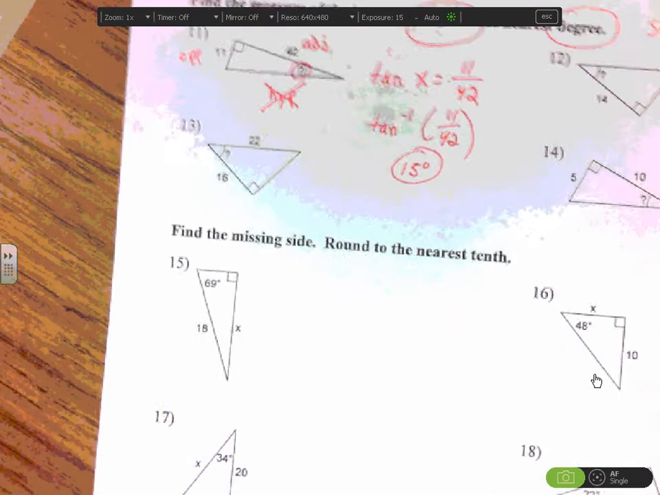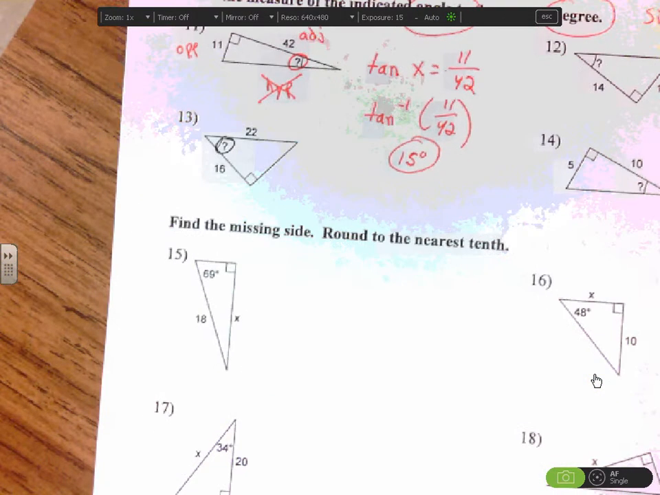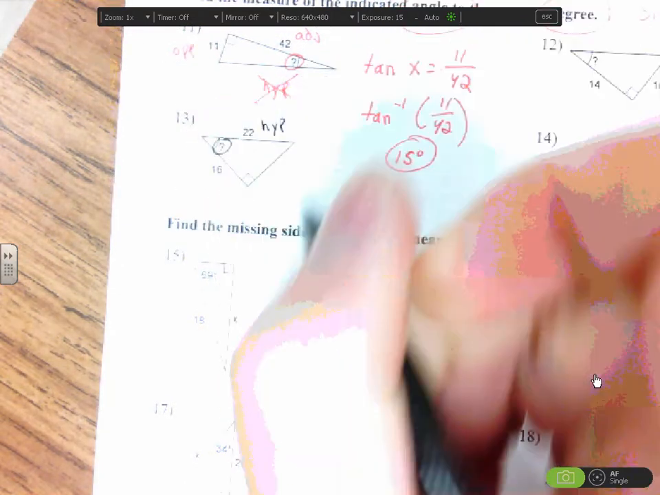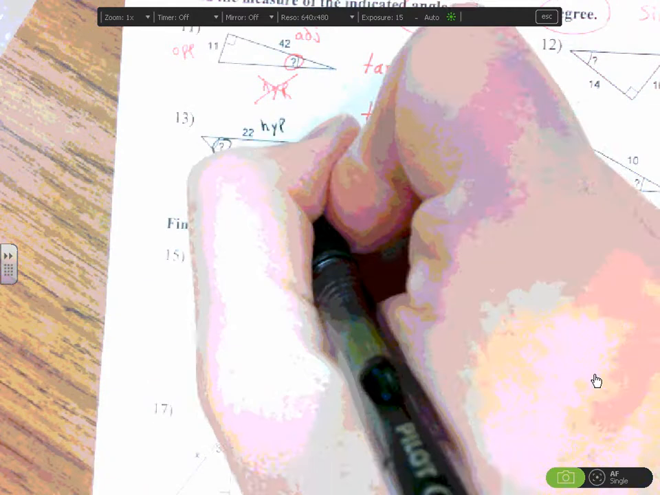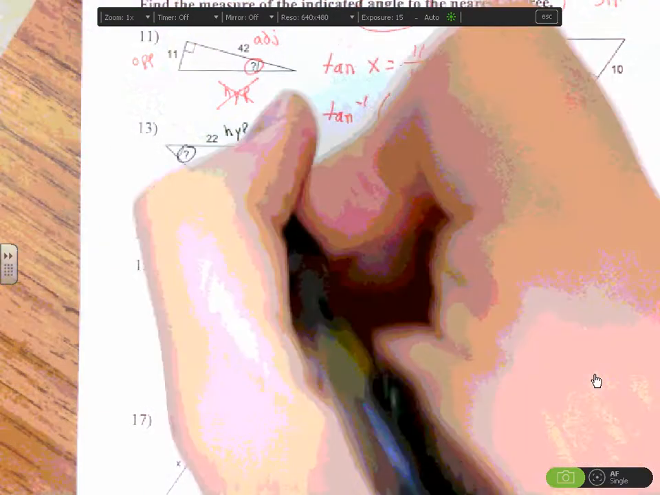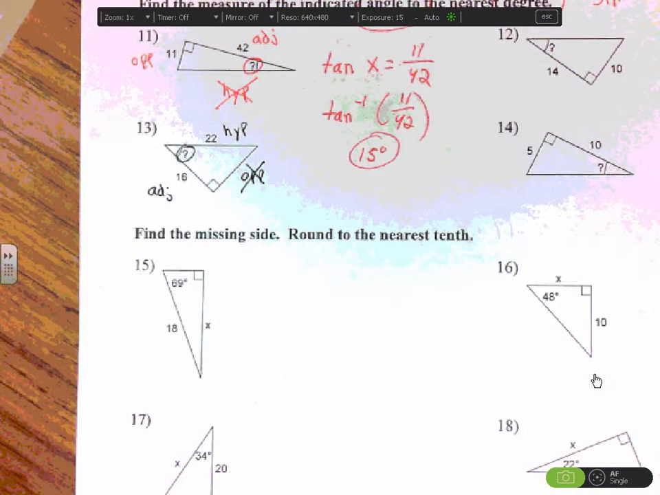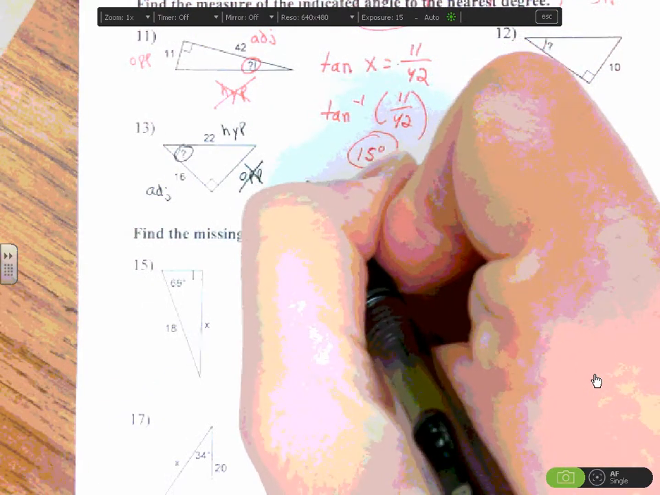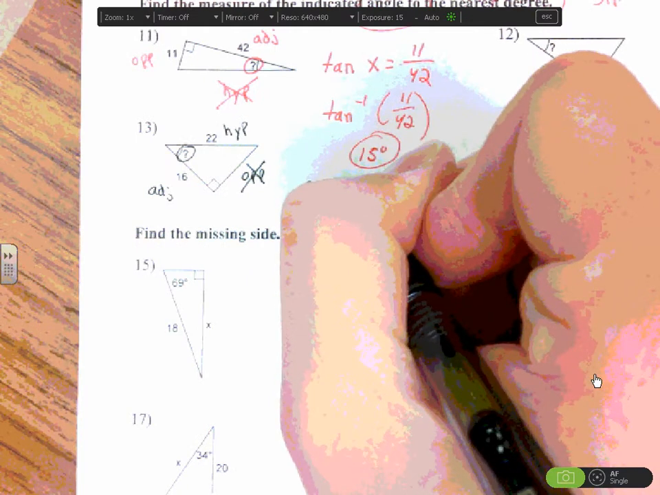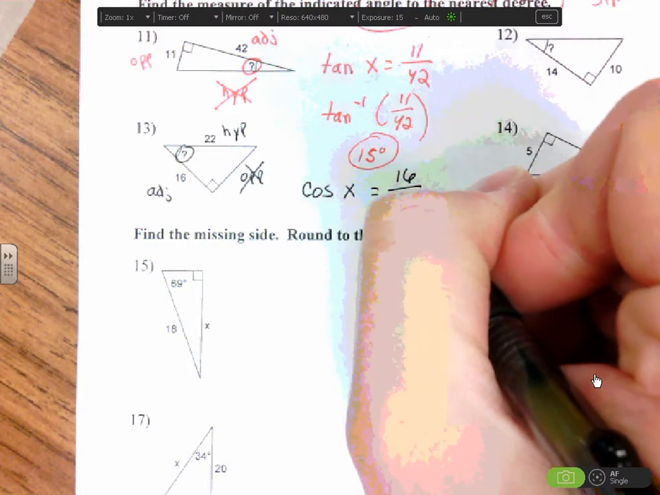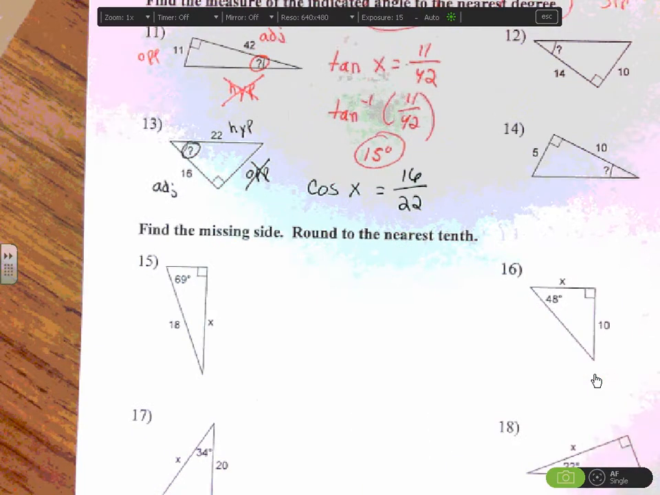Let's do number 13 together. Number 13, I'm asked to find that angle. Now what sides do I have? Looks like the 22, that's my hypotenuse. So this angle here, this would be opposite over here. So this has to be adjacent. And opposite's the one I'm not going to use. So which trig function deals with adjacent and hypotenuse? That's cosine. So let's say cosine of this angle x would be adjacent over hypotenuse, 16 over 22.